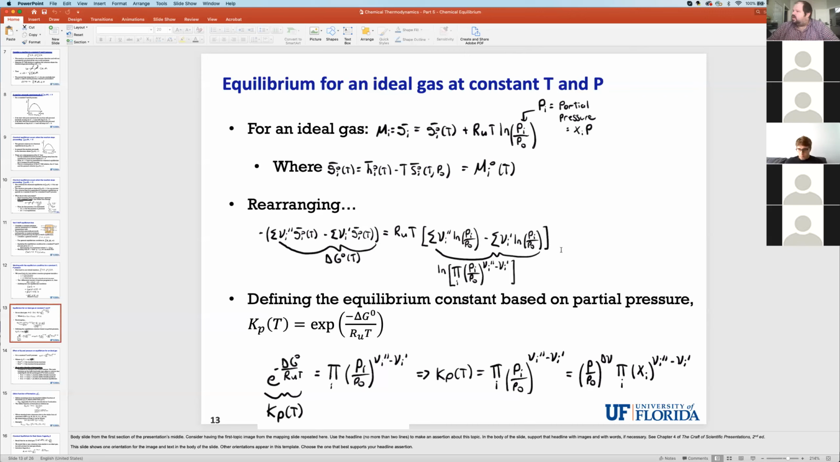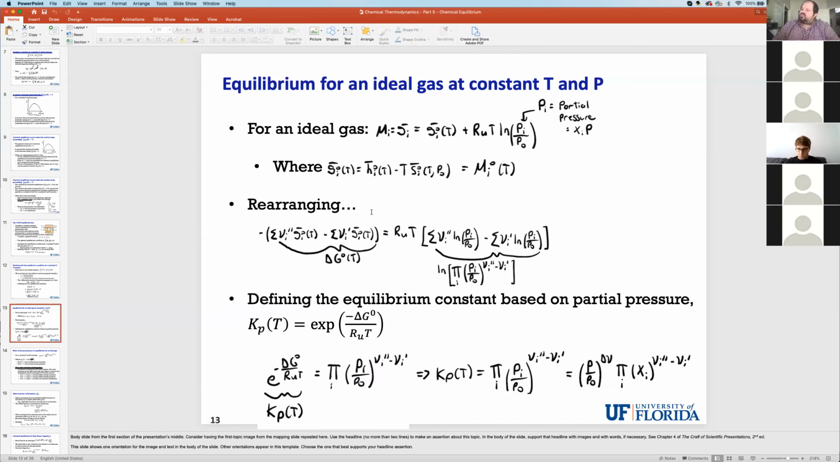This term here, you can just play with some algebra, and this here is just the natural log of the product of p_i over p naught raised to the power of nu i double prime minus nu i prime. Okay, so we're just playing with some algebra here.